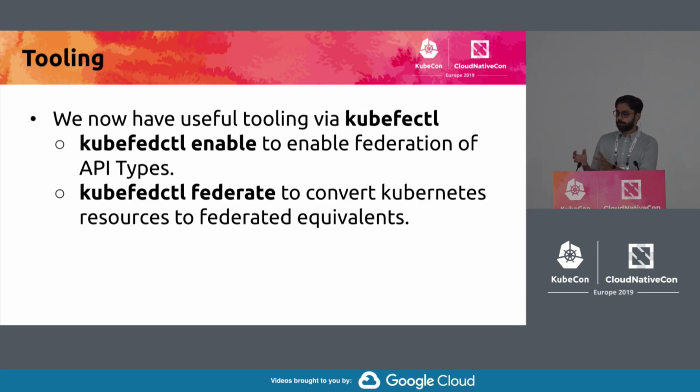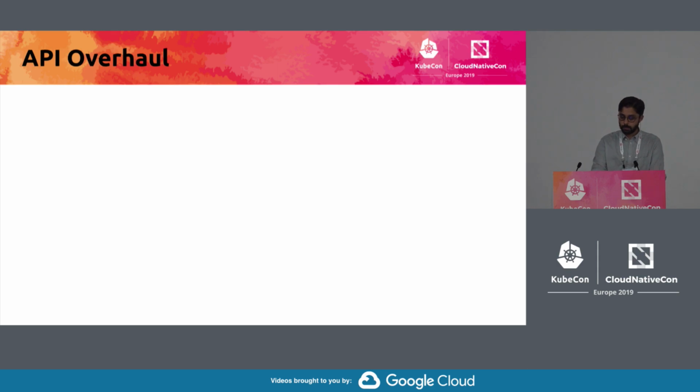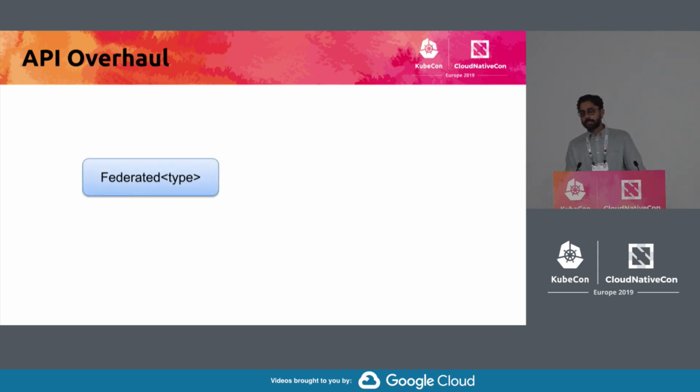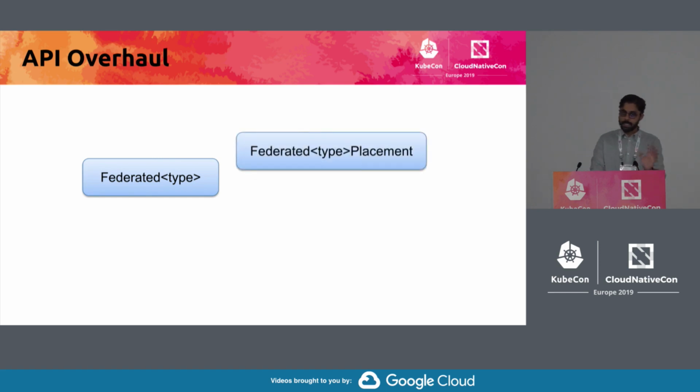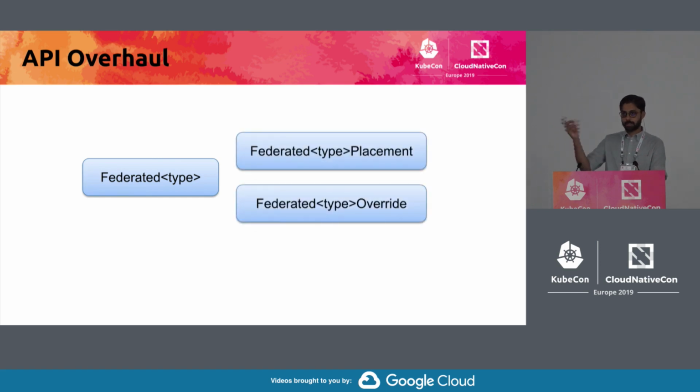Federate is on similar lines; it is used to translate K8s resources to federated equivalents. We have overhauled the API. As of the last KubeCon update, these APIs were individual APIs, like a federated type. When I showed you the YAML, I mentioned that there is a placement, a template, and an override. So the federated type is basically a template. Federated type placement is where I specified that this particular template should be propagated to these clusters. And the override is how exactly you can change a particular value or field in the spec in the target cluster.